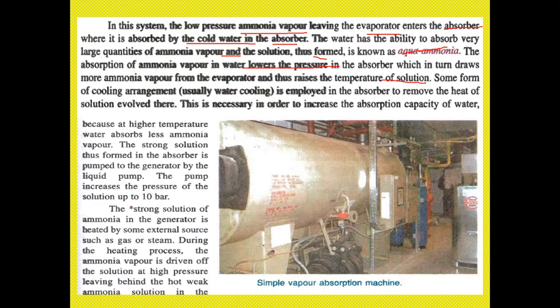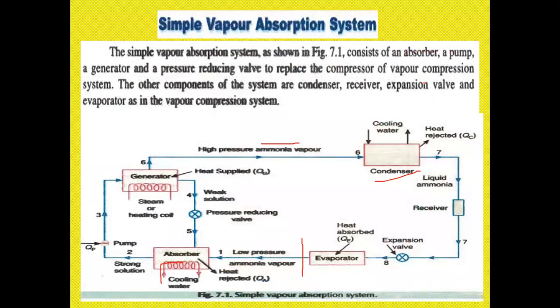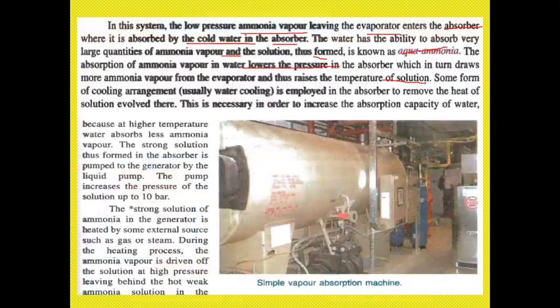So by seeing the figure only we can put down the theory. Because of the high temperature, the water absorbs less refrigerant, that is ammonia vapor. Therefore the strong solution thus formed in the absorber is pumped to the generator by a liquid pump. The pump increases the pressure of the solution up to 10 bar.